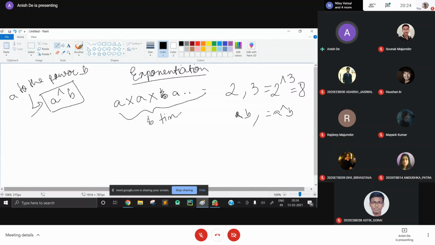Now, is this a very good approach? The answer is no, because the loop is running O of b times. Now, what if in the problem b is given as 10 to the power 9? Then you can't do this. It will give time limit exceeded.